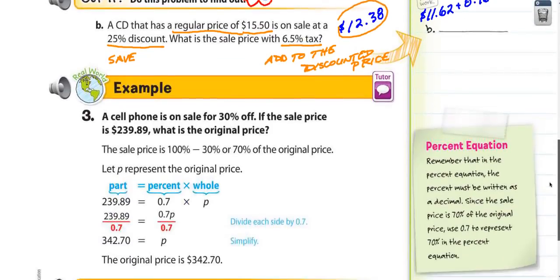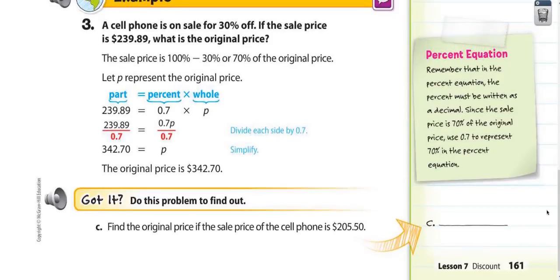All right, let's take a look at one more example here. So we've got a phone on sale 30% off. If the sale price is $239.89, what's the original price? And they walk you through a process of using part equals percent times whole. So you can look at this example. You can follow that. You can also apply what you know. You can go back to your percent proportion. So let's go back to this work.